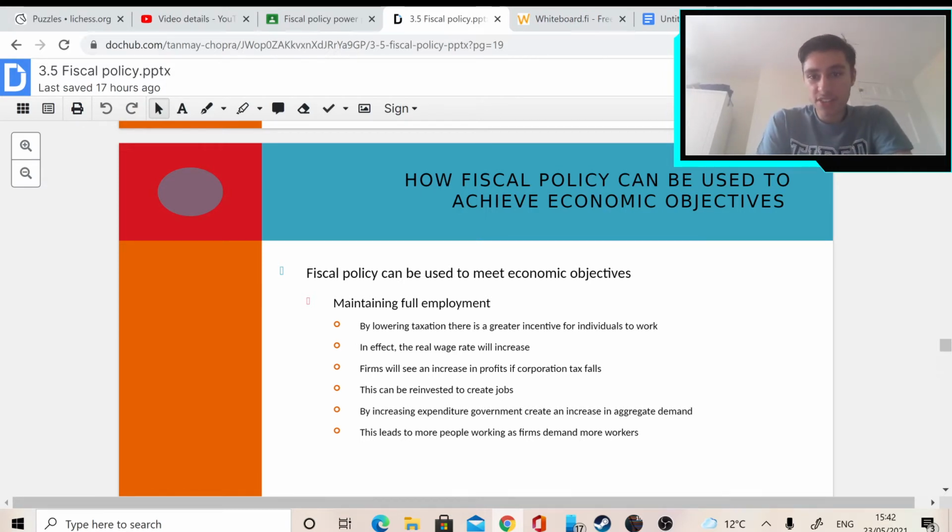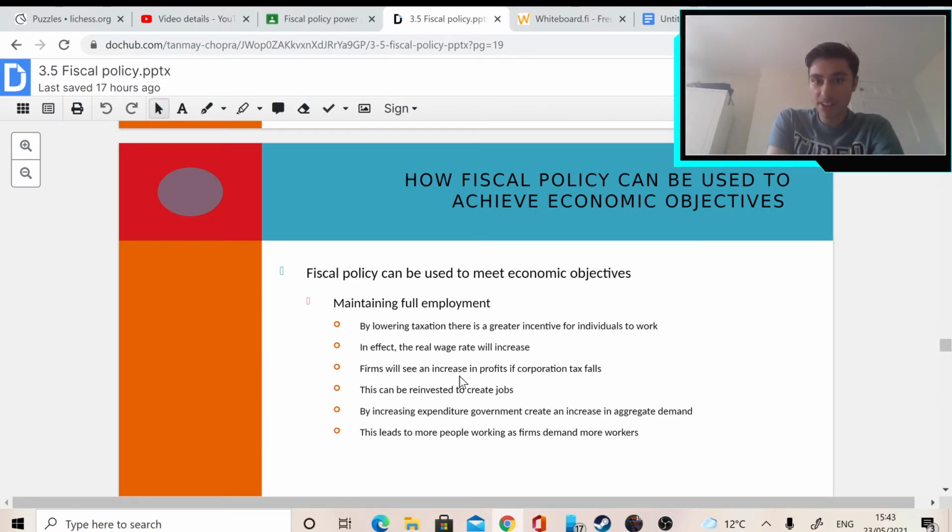By lowering taxation, there is a greater incentive for individuals to work because they'll have more disposable income. In effect, the real wage rate will rise. So imagine, let's say you get £10 as your wage and you have to pay 2% tax right now. So that means your disposable income is £8. Now let's say the taxation rate is now 1%. Now you have £9 to spend. Your disposable income has increased, and so your real wage rate has increased.